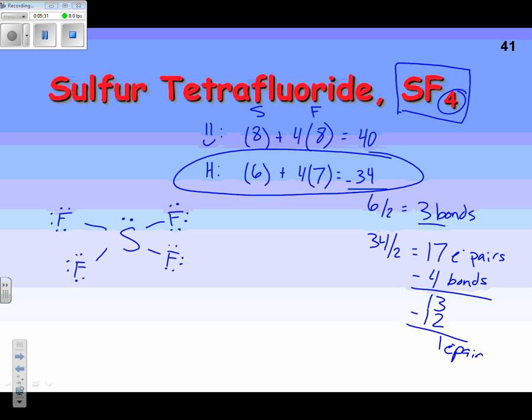And this is the Lewis structure for sulfur tetrafluoride. You'll notice that sulfur does have an expanded octet. It has access to 2, 4, 6, 8, 10 electron pairs, and that's the definition of an expanded octet.